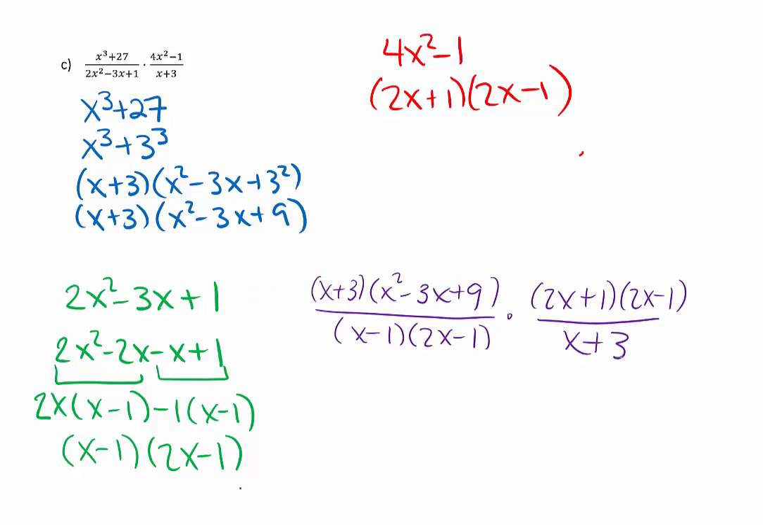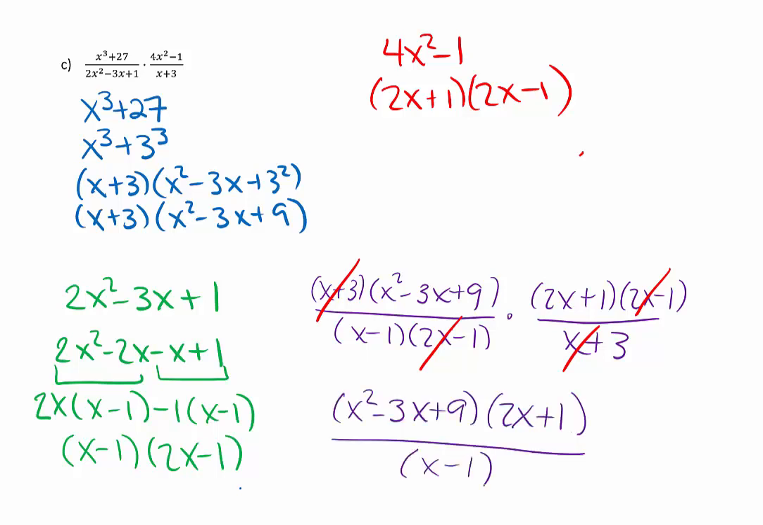So finally, I rewrite the entire problem in its factored form, and I look for common factors. There are 2 common factors here, the x plus 3 and the 2x minus 1. I cancel those out, and then I write down what's left over. And that's it. I don't actually have to multiply these out. You can always leave your answers in factored form. So my answer is x squared minus 3x plus 9 times 2x plus 1 all over x minus 1.